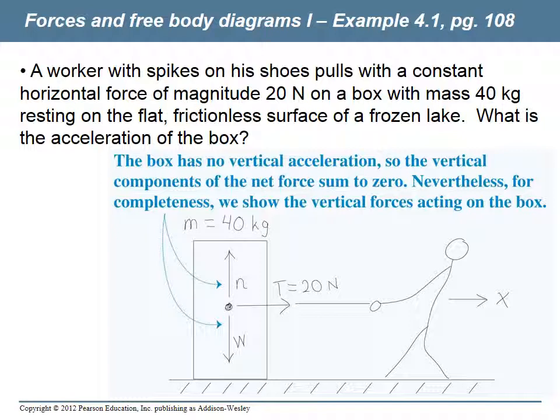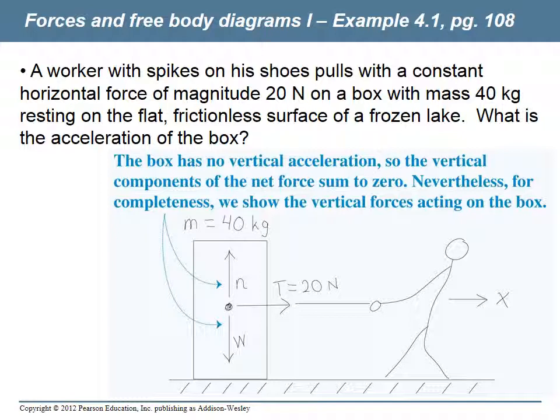And now we know that we can use components to solve all these problems. So we're only looking for the acceleration of the box. We actually don't care about the vertical components. We draw them anyway because we need the free body diagram to be complete. And if I ask you to draw a free body diagram and you left off the vertical components, it would be wrong. It would be incomplete.